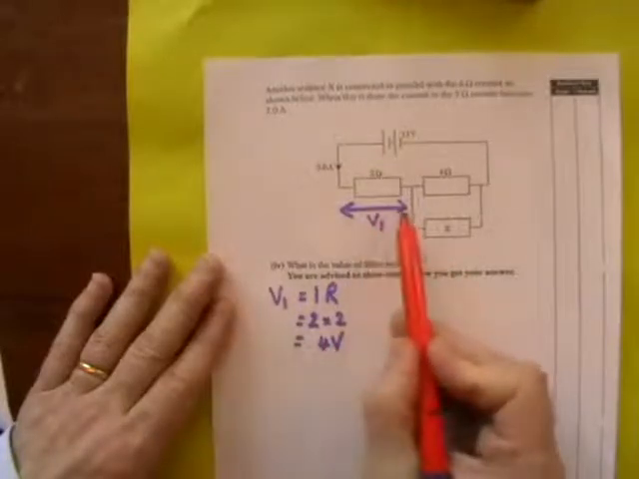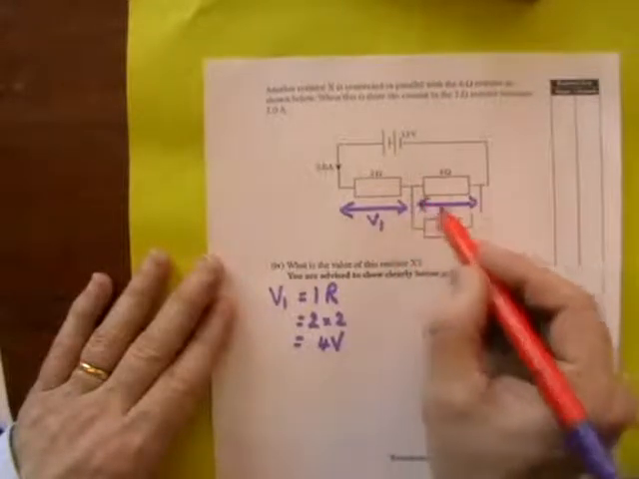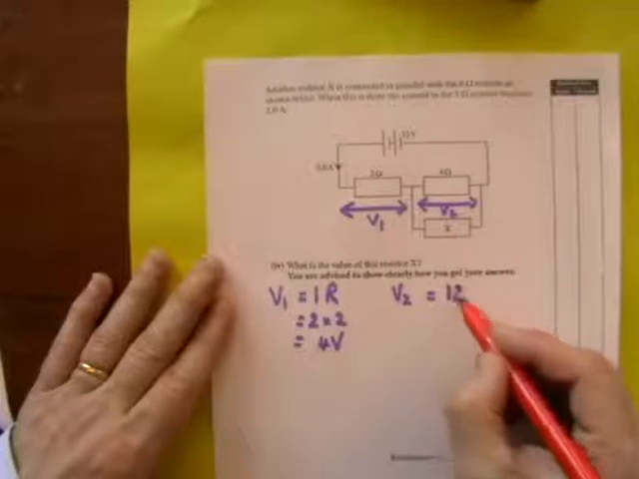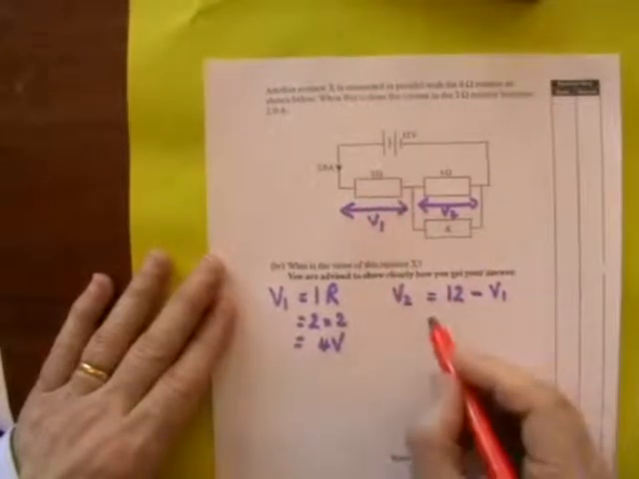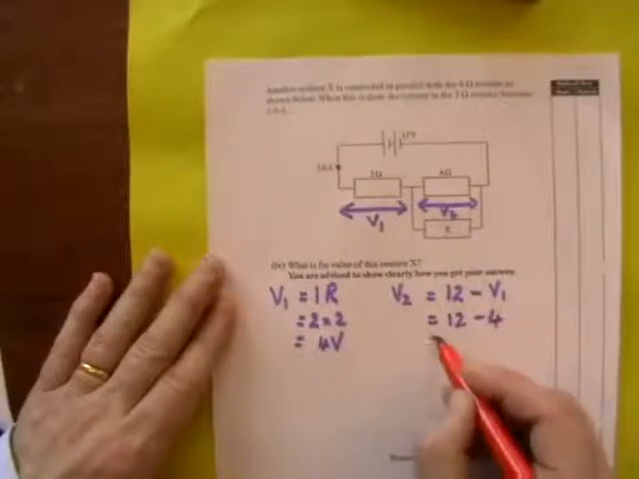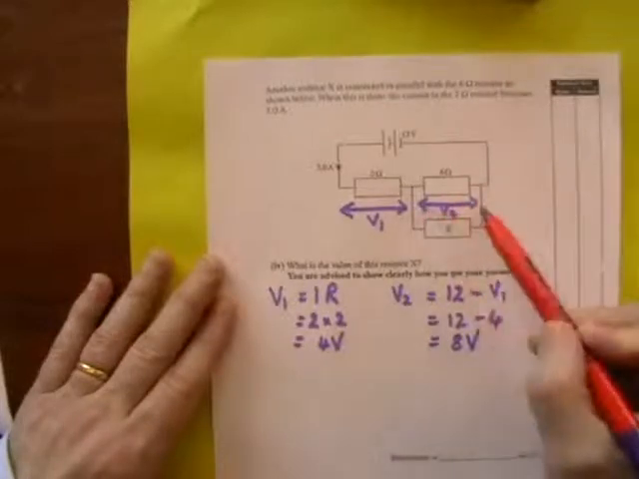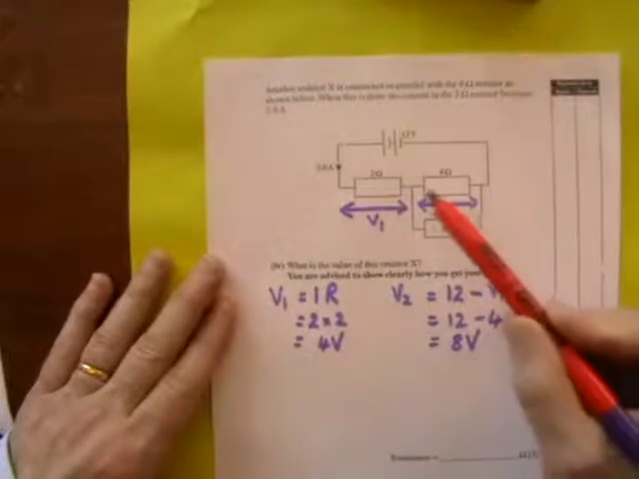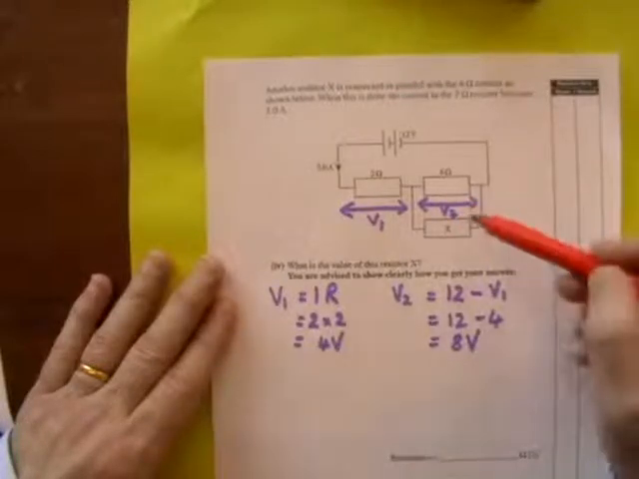We now have 4 volts across this 2 ohm resistor, which means that the voltage V2 across here must be equal to 12, the total voltage, minus V1, which is the voltage across here, which is equal to 12 minus 4, which is equal to 8 volts. That means that we have 8 volts across this parallel network, 8 volts across the 6 ohm, 8 volts across X.